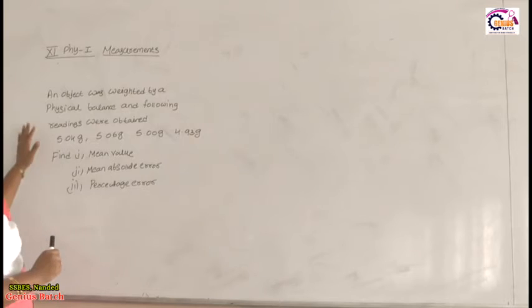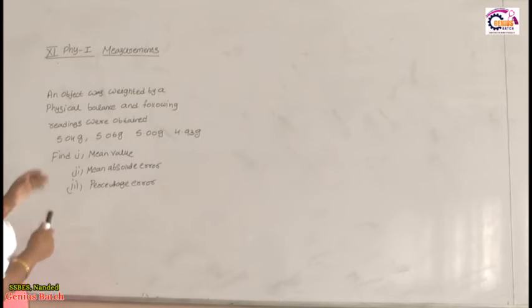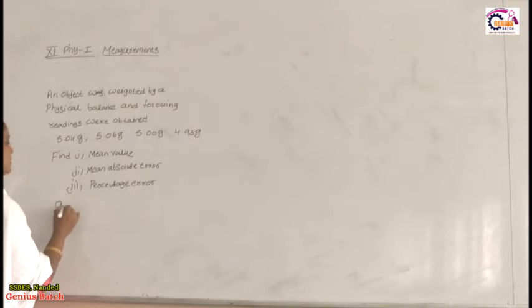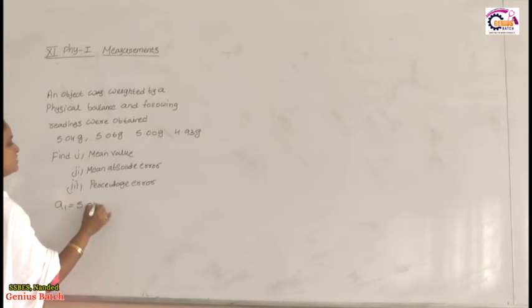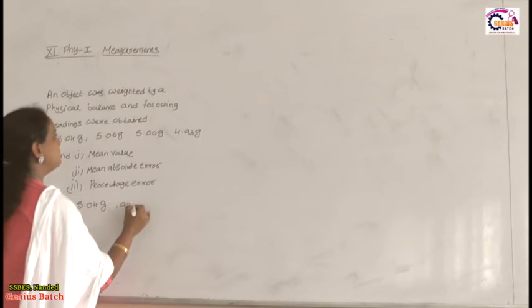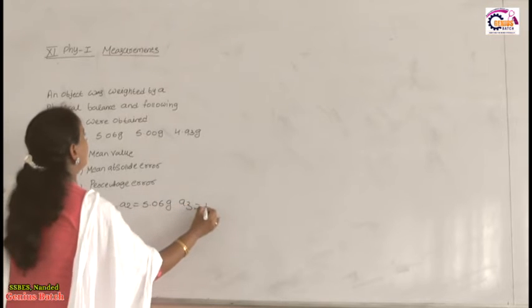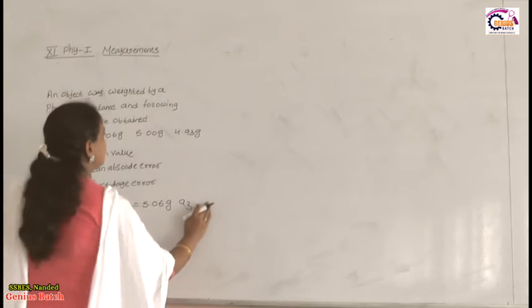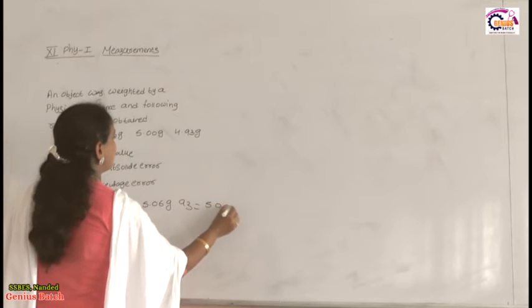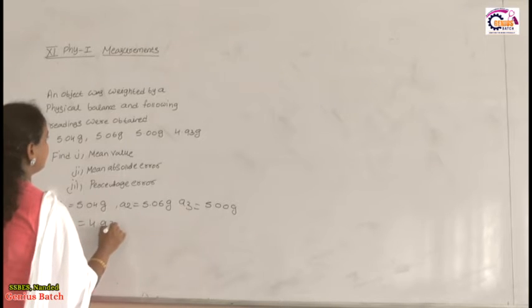First of all, the question is: an object was weighed by a physical balance and the following readings were obtained. The first value, A1, is 5.04 gram. Gram is the unit of mass in the CGS system. The second one is 5.06 gram, the third value is 5.00 gram, and the fourth value is 4.93 gram.